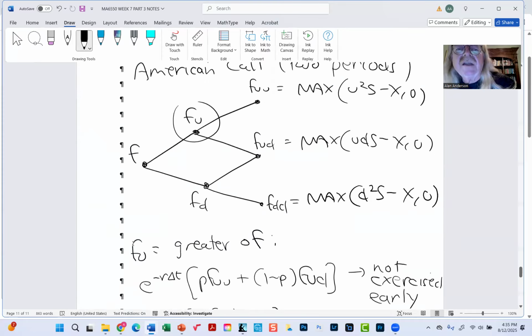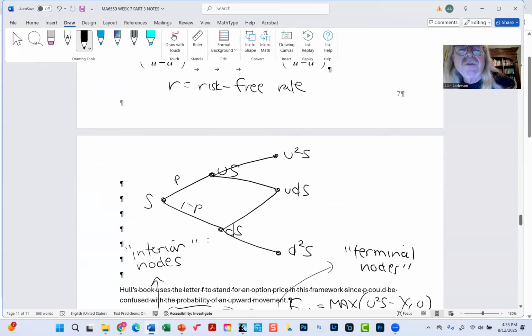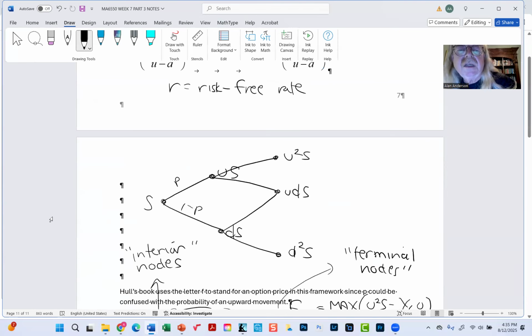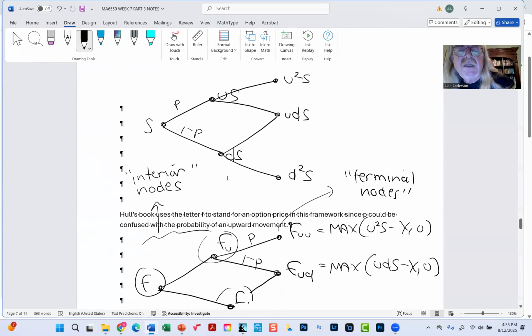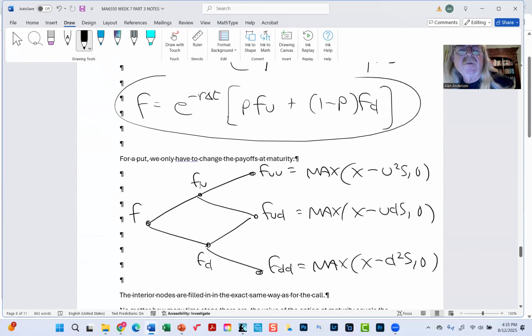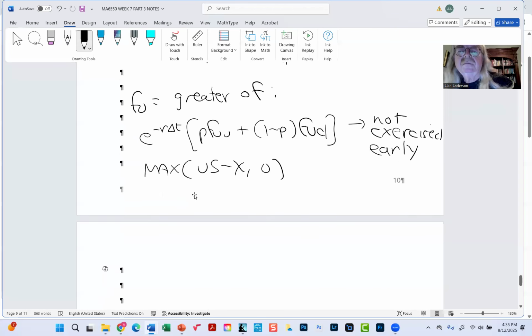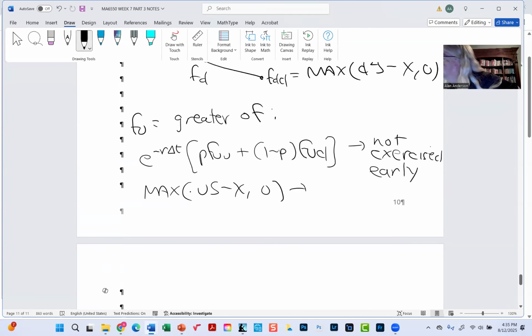Now remember we're at FU right now, which means the stock tree has a value of US. You see there, this is US, which corresponds to this node right here. So the greater of the two is what goes on that node.